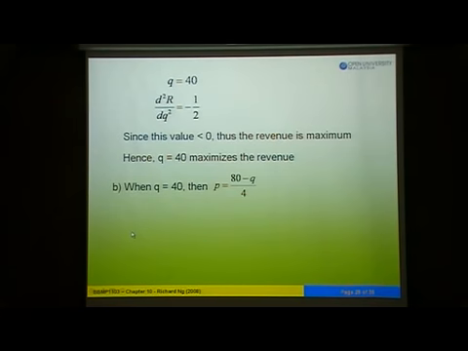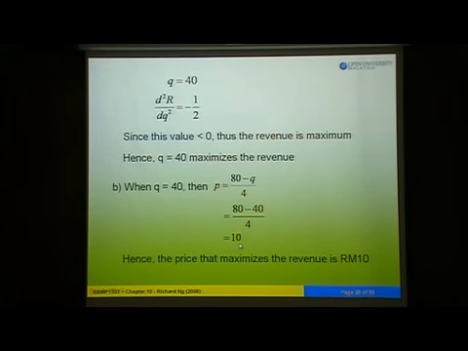So in part B, when Q is equal to 40, we are asked to find the price that maximizes the revenue. This happens when Q is equal to 40. So substitute into the price function, we'll get 80 minus 40 divided by 4. Therefore the answer is 10. Okay, so hence the price that maximizes revenue is 10 ringgit.